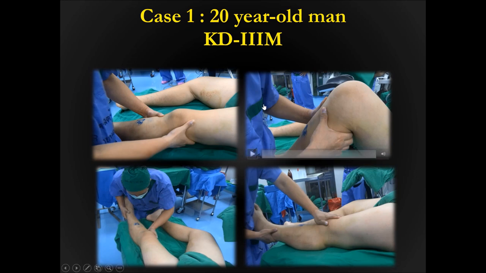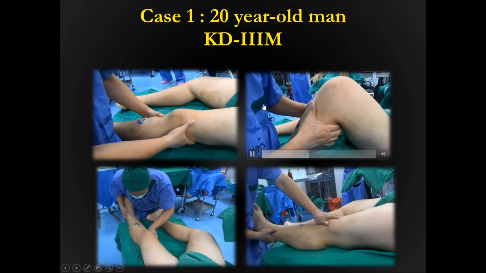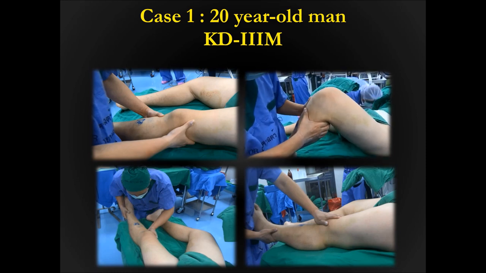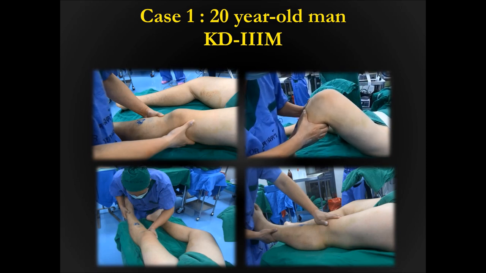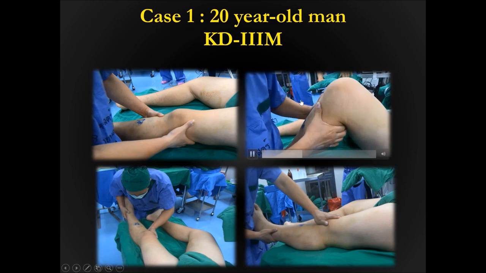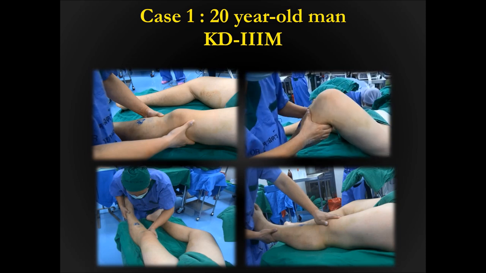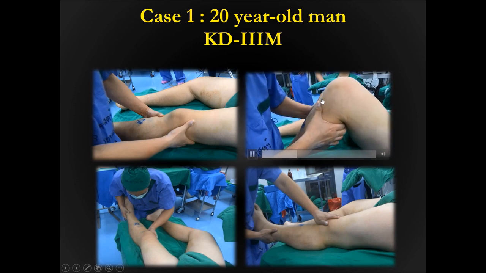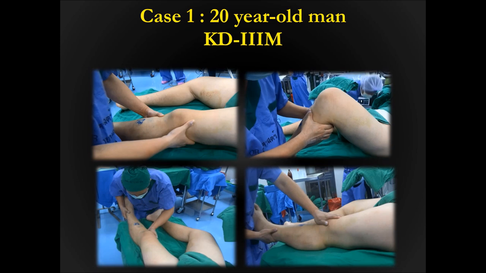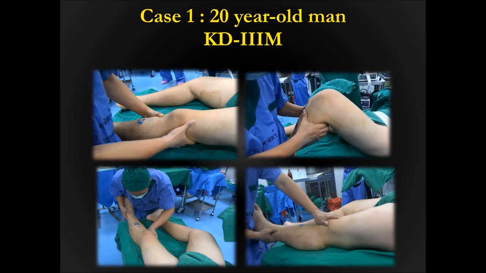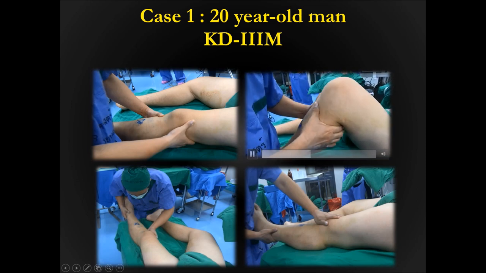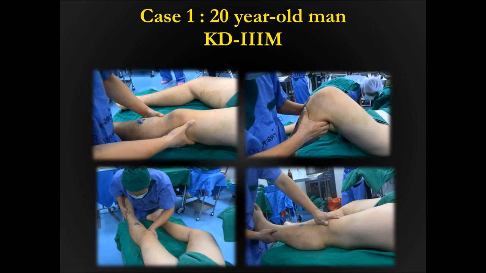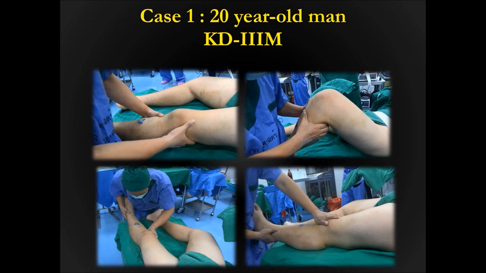Okay, the second picture, what's that? Anterior drawer or posterior drawer? Are you sure? Look again. When I push the tibia down, the tibia sags. So this is the posterior drawer. But you need to test by yourself. If you just look at the pictures, sometimes you cannot get that feeling. Okay? This is the posterior drawer.